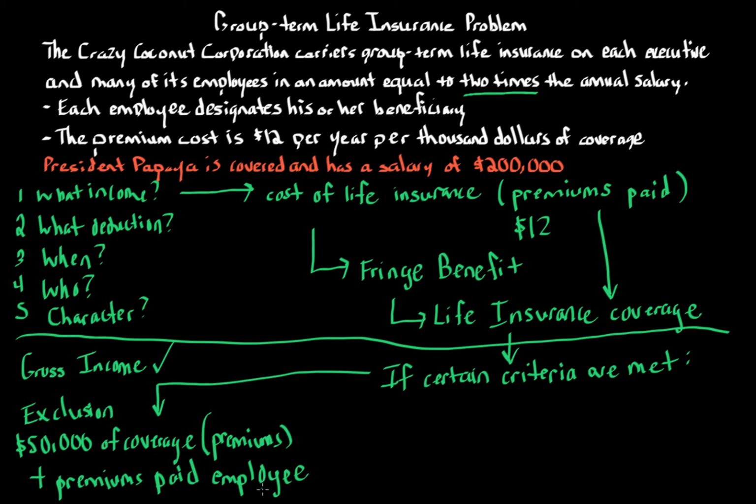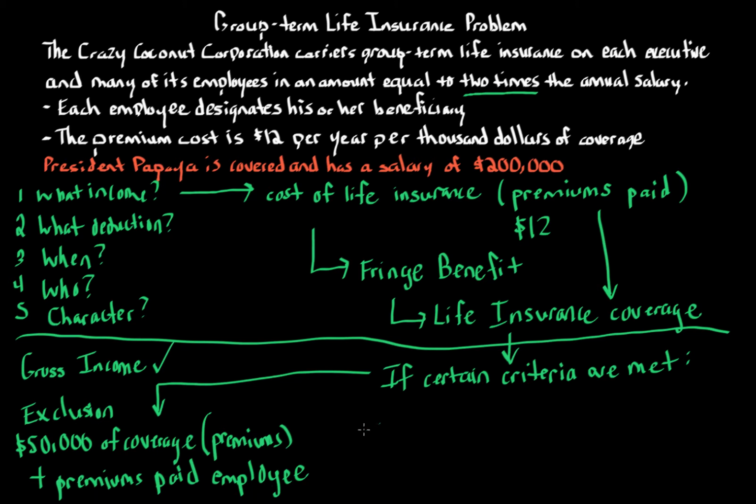We just talked about annuities and the recovery of capital concept, it's a similar idea. Why would you be taxed on the portion that you actually paid on the premiums? This is dealing with the employer's portion. So you get to exclude the premiums on up to $50,000 of coverage. Here, that would be 12 times 50. So it's 50,000 divided by 1,000, times 12. So it'd be $600 of exclusion in this example, plus any premiums paid by the employee, which in our example, no premiums are going to be paid by Papaya. The corporation's paying all that.